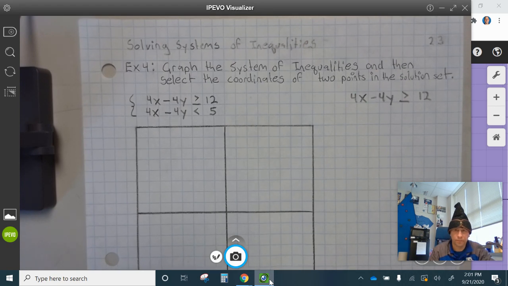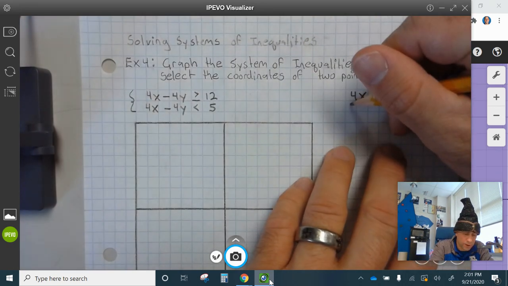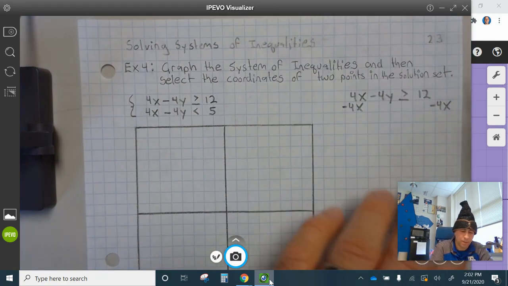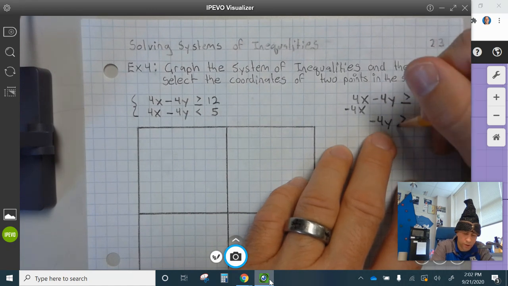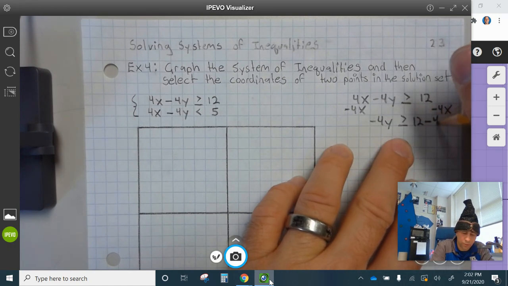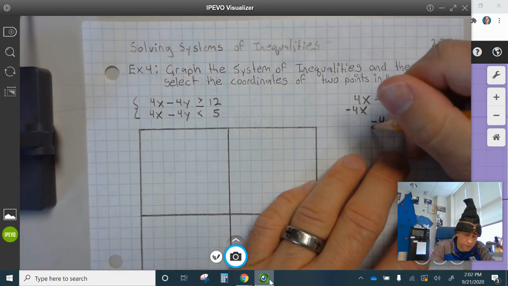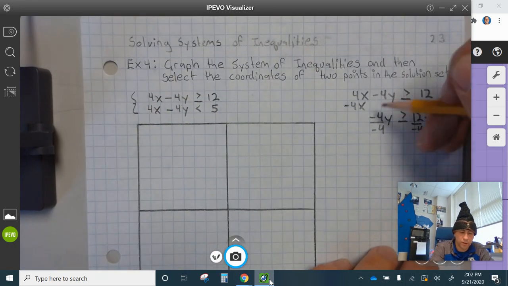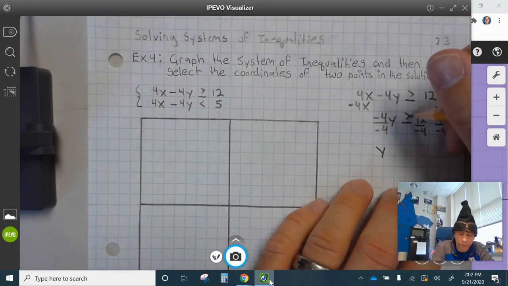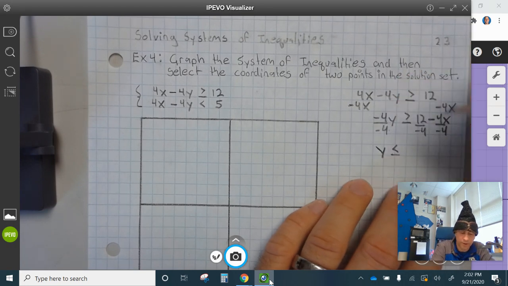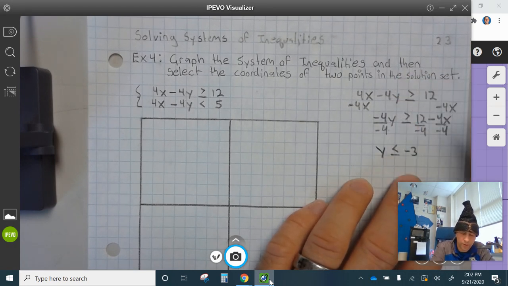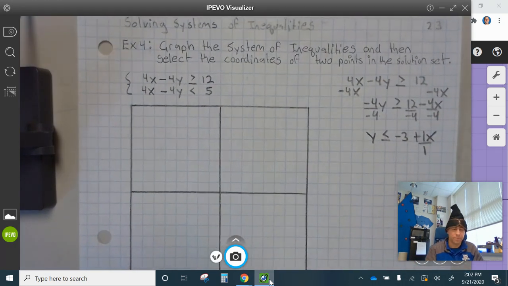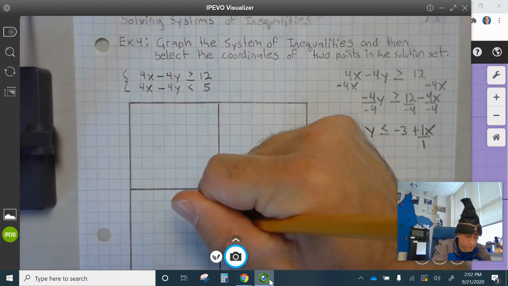Okay, and then now we're going to subtract 4x from both sides. So then you get negative 4y greater than or equal to 12 minus 4x. Divide everything by negative 4. So then you get y. That changes. It was greater than, but you divide by negatives. This becomes y less than. 12 divided by negative 4 is negative 3. And negative 4 divided by negative 4 is a positive 1x. Okay? So we start at negative 3. So negative 1, 2, 3.